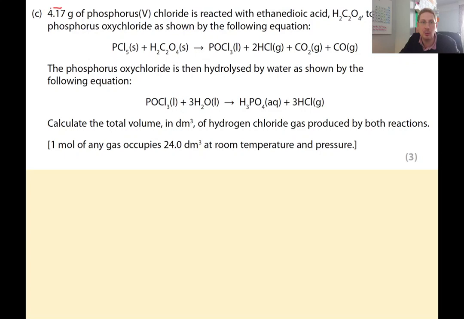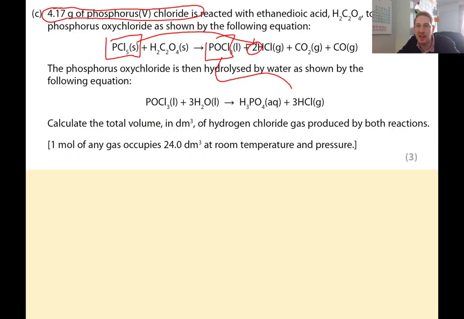Well, the first thing is we've got 4.17 grams of phosphorus 5-chloride. It's the only thing we can immediately work out the number of moles of, so we should do that. Once we've worked out the number of moles of that, then we want to work out how much HCl is produced. Well, 1 mole of that will produce 2 moles of hydrogen chloride, but then this thing goes on to produce another 3 moles of HCl. So overall you get 5 moles of HCl produced from 1 mole of PCl5.